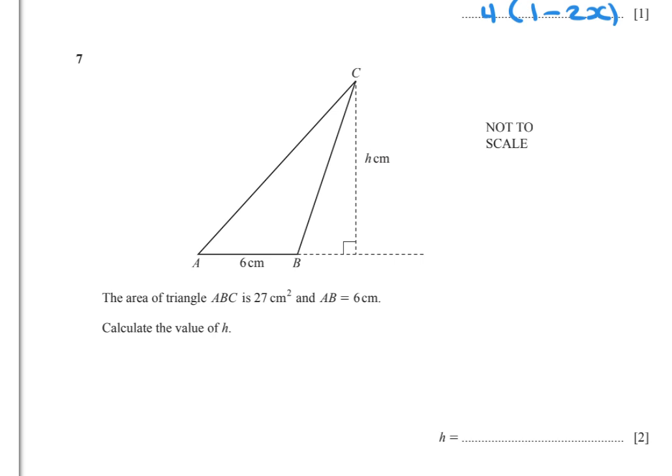Number 7, the area of triangle ABC is 27 centimeter square and AB equals 6 centimeter. Calculate the value of h. Area of triangle, half times base, which is 6, times the height equals 27. So 3h equals 27, divide by 3, so h equals 9 centimeter.